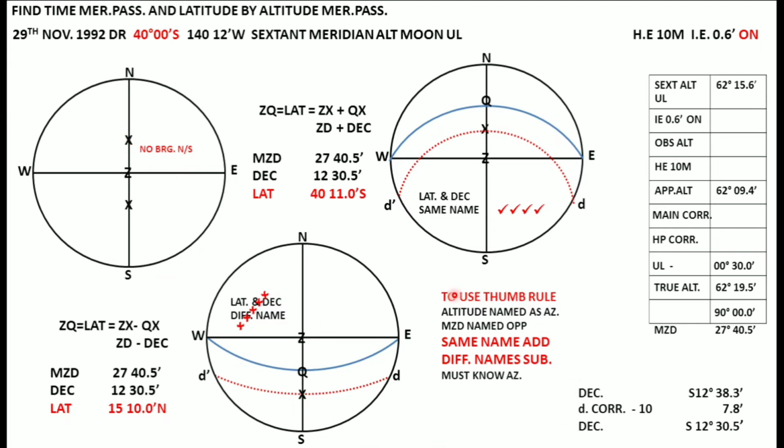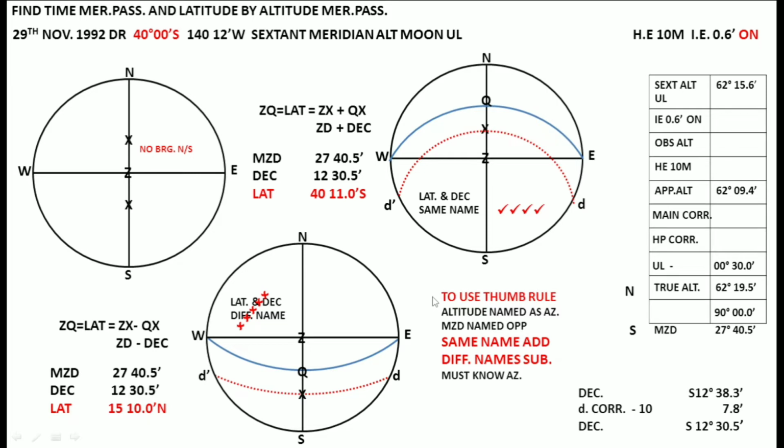So to use this thumb rule also, I would have to draw this figure to figure out what my azimuth is. Now in this case you can see my azimuth is north, right? So my altitude would be north, and my meridian zenith distance, as it is named opposite, I will name it opposite. And then it says: same name, add; different name, subtract.